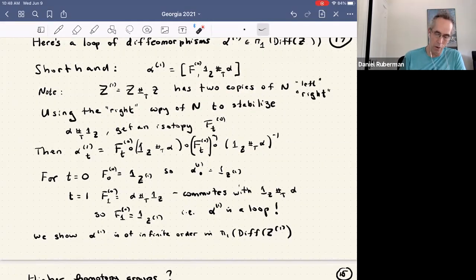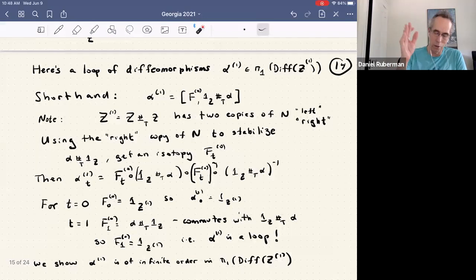If t equals 0, it's the identity, and the identity commutes with anything, so that commutator collapses. If you take t equals 1, although the isotopy wanders all over the place, you're just doing alpha on the left, and it commutes with alpha on the right. So the commutator is the identity. So again, that defines a loop. That was a lot of years of struggle to come up with that observation. Trivial to verify, but it took a while.